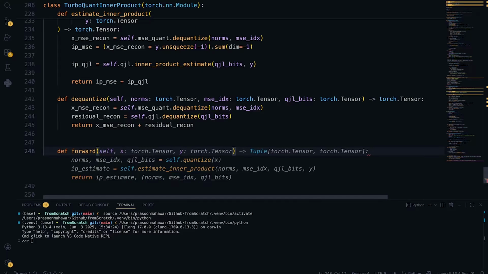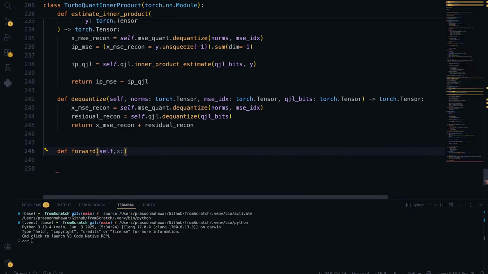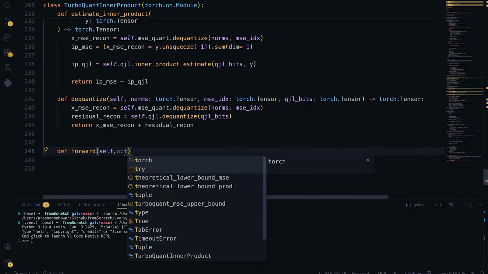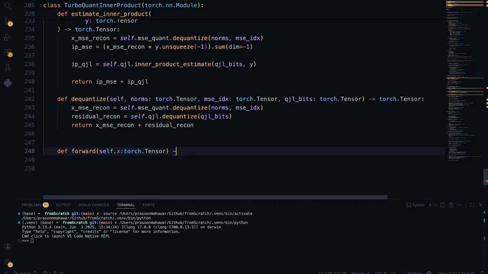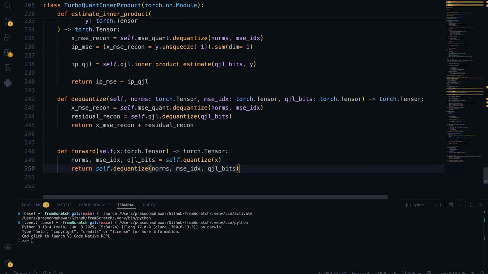This will have self and x torch tensor, not y, and a torch tensor will be returned. So it will first call the self.quantize method, that will return norms, MSE IDX and QJL bits, and it will then call the dequantize method with these parameters.